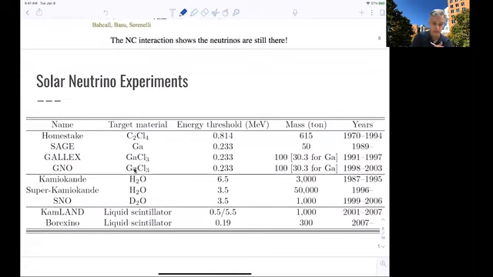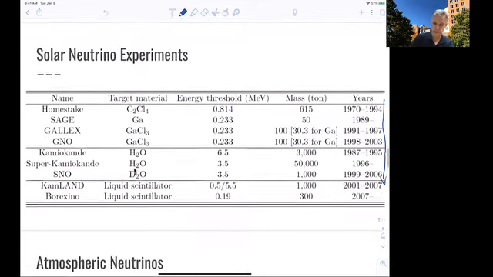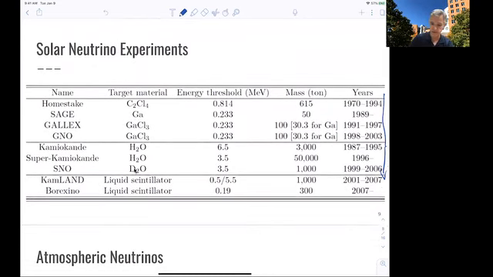By now, this first experiment was Homestake. By now, there is a larger number of solar neutrino experiments, and you see it's a long time of neutrino studies. Different materials are being used, different energy thresholds being tested, different scale of the experiments. The experiments become more sensitive the larger they are. And this is something you can see from this table.